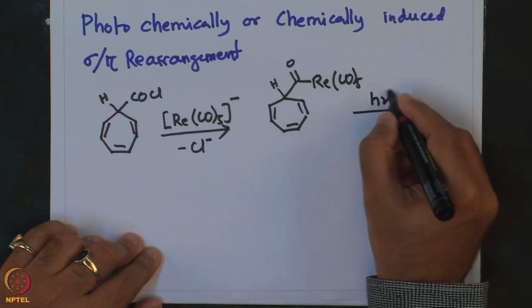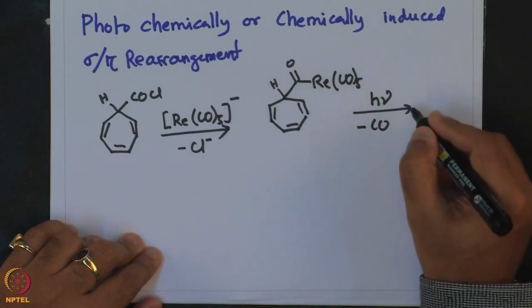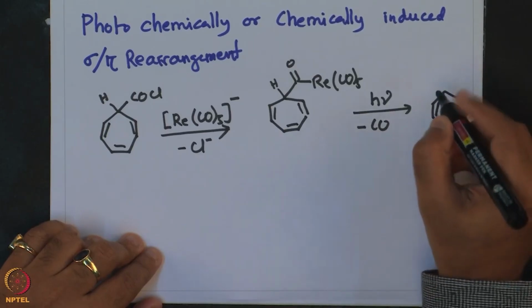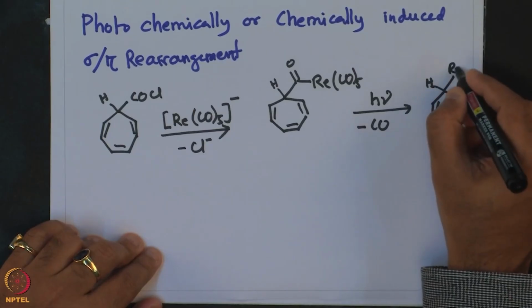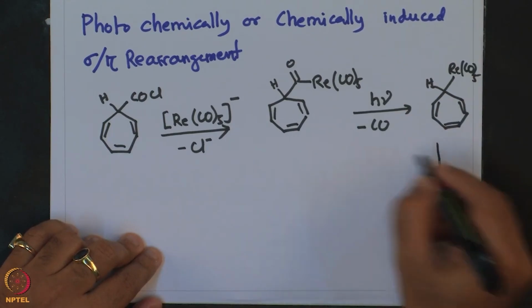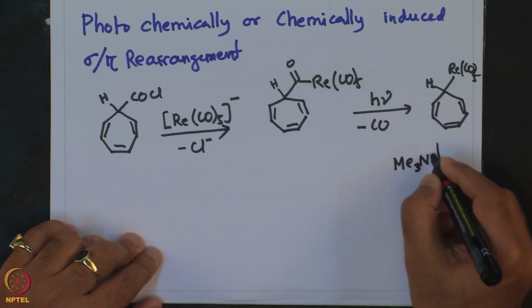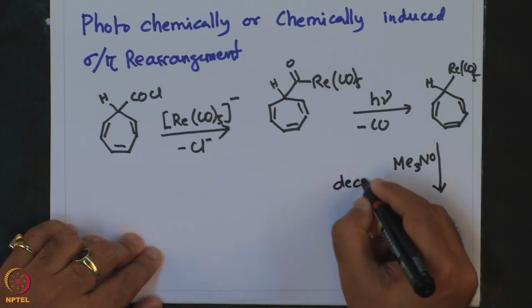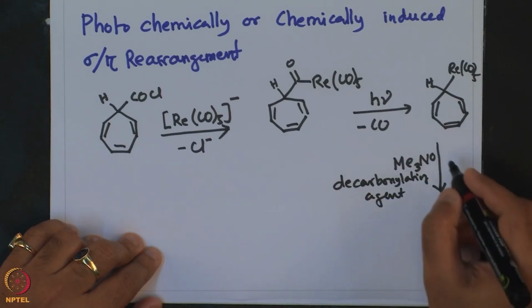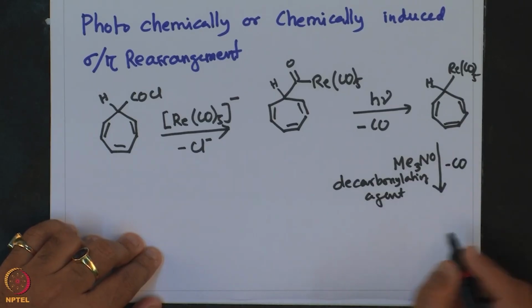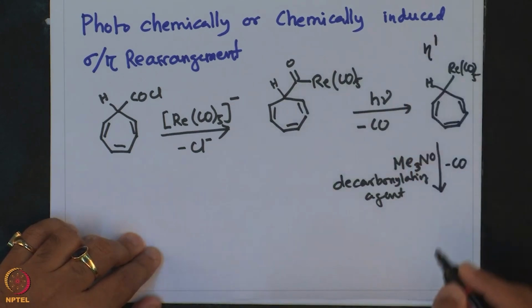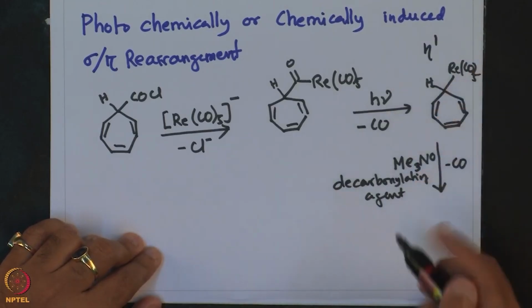which in presence of light loses a CO to give HReCO5, which in presence of Me3NO, which is a decarbonating agent that sort of favors a loss of carbon monoxide by converting it to carbon dioxide, produces this eta 3 bound. So, in this case it is eta 1 bound. Now, when a carbon monoxide is lost, then it becomes eta 3 bound.